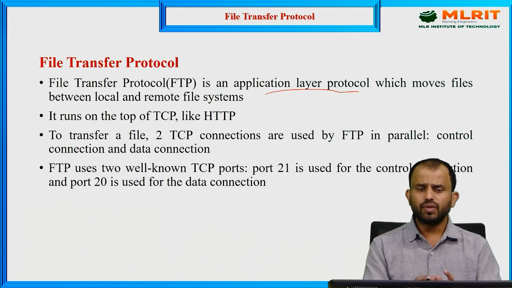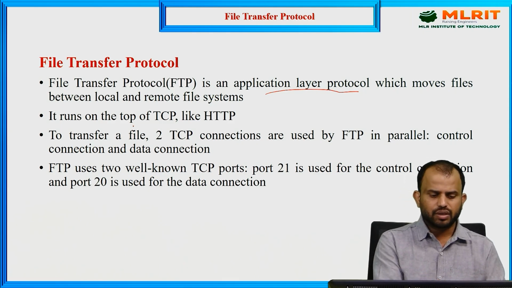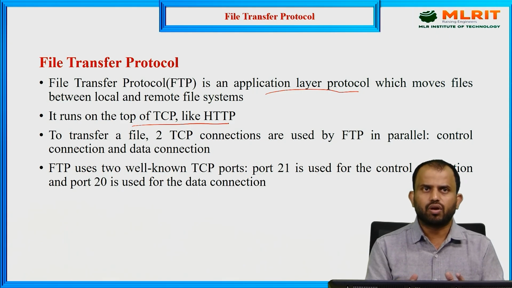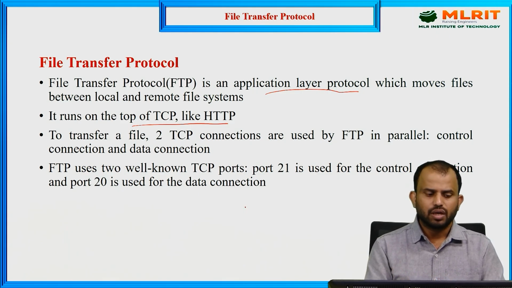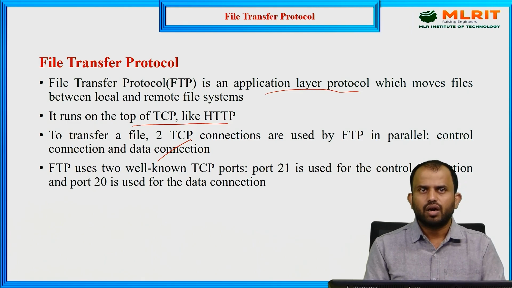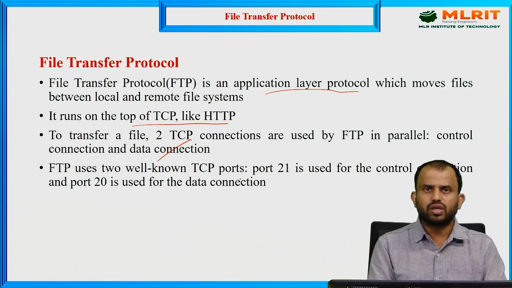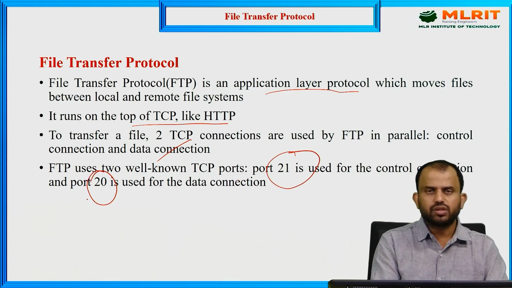We can virtually access the remote file system and work between them. We have TCP, the transmission control protocol, and similarly the hypertext transfer protocol, which we discussed in the previous sessions. To transfer the file, two TCP connections are used by the FTP mechanism: a control connection and a data connection. FTP has two well-known TCP ports: port 21 is used for the control connection, and port 20 is used for the data connection.